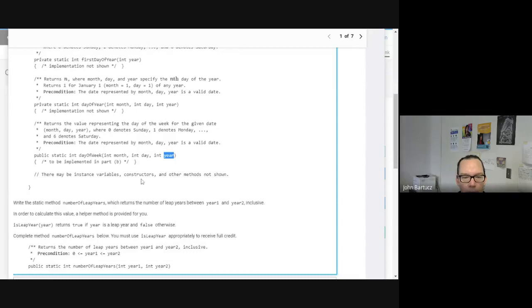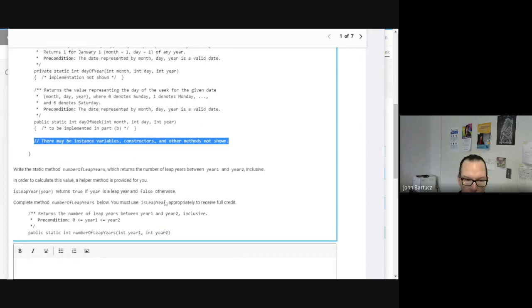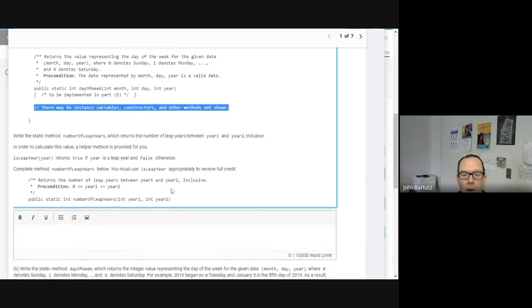Because today is Friday. And again, looks like you're going to implement this in Part B. And it says there may be other stuff not shown that you can pretty much ignore. So Part A says, write the method number of leap years, which returns the number of leap years between year 1 and year 2.